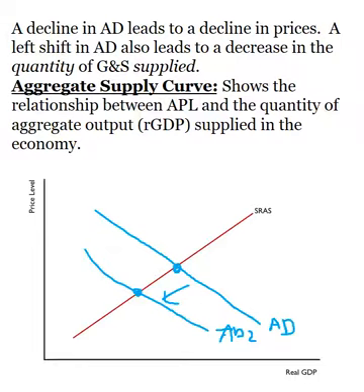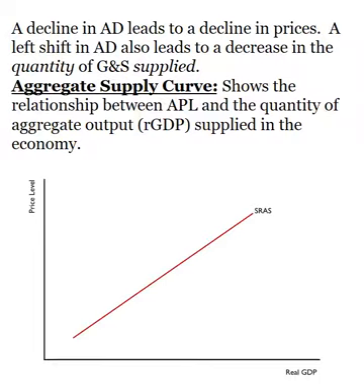The short-run aggregate supply curve is going to be the relationship between APL, the aggregate price level, and the quantity of aggregate output, or our GDP supplied in the economy. You can see that this is a positive relationship because as the price level goes up, the quantity supplied of all goods goes up. So aggregate supply is going to show us all goods and services in the economy.